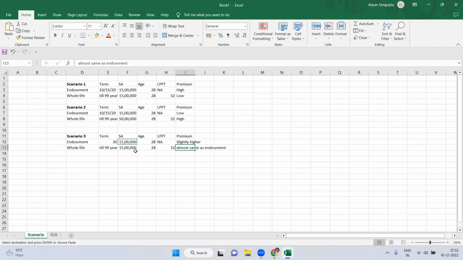Only in the scenario where the whole life has a huge sum assured would the premium obviously be higher. So I hope this comparison between whole life and endowment is clear. Obviously this is learned by experience, it's not written in any book. And I hope from this point onwards, any question related to whole life and endowment, even the insurance component and investment component, which is a part of IFRS 17, is clear to you.